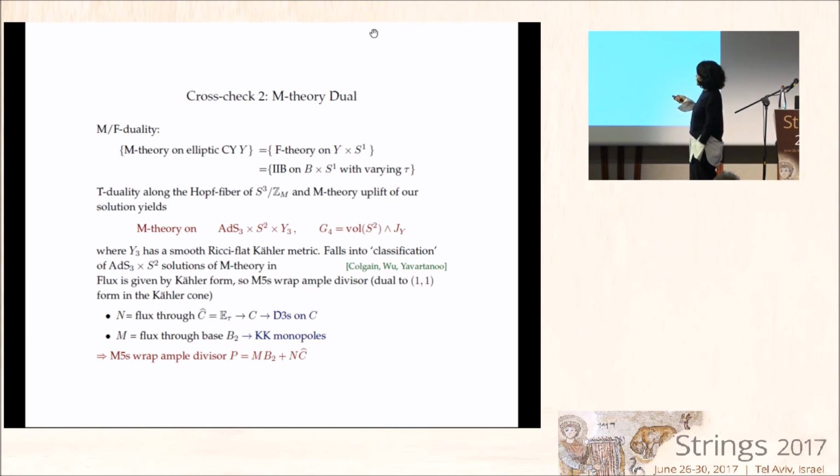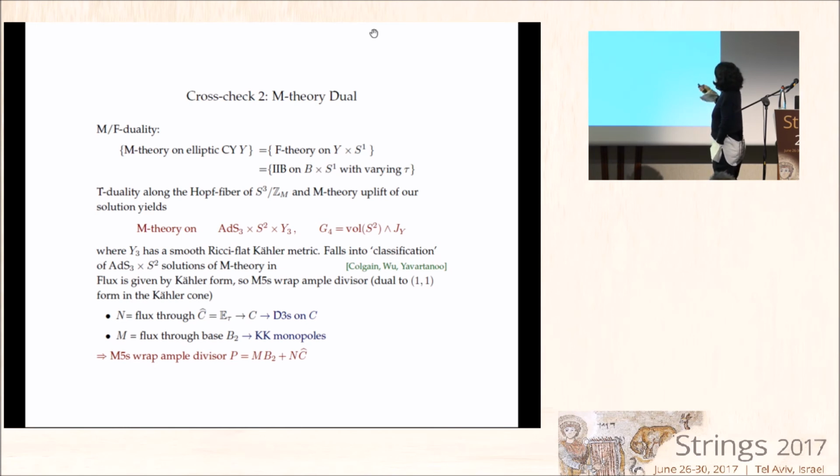The AdS3 times S2 solutions in M theory have been classified in this paper, and in fact this falls into the classification. We can think of N and M as now a flux through either an elliptic surface, so these are M5s wrapping the elliptic surface C hat, dual to the D3s, and M is the flux through the base, which is dual to the KK monopoles.